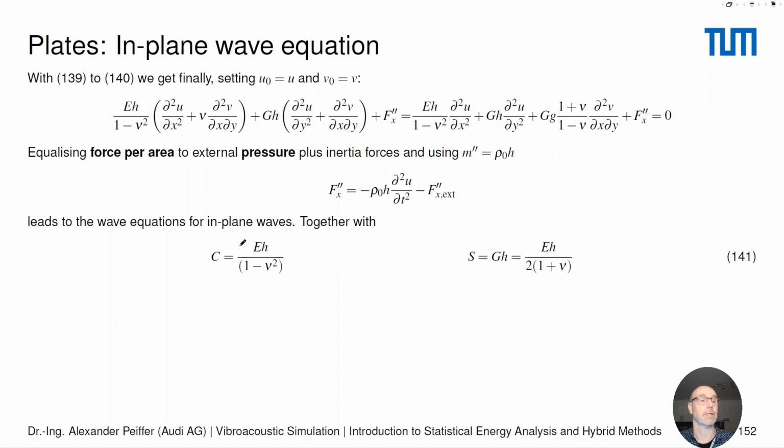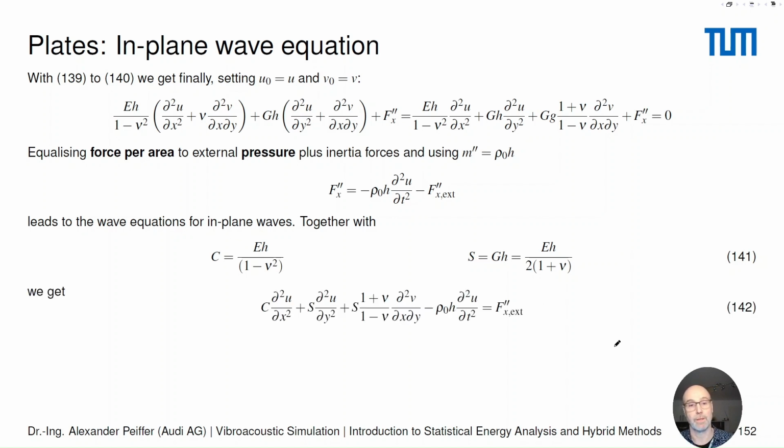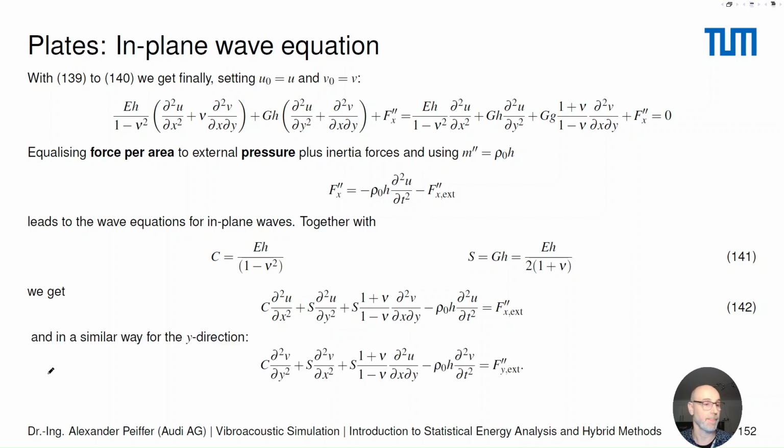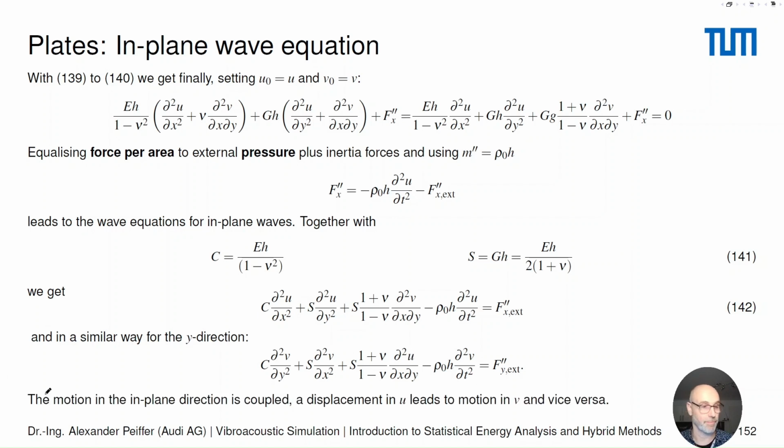We need the following acronyms, the constants C and S, which are just a function of the Young modulus, the thickness and the Poisson constant. And then we get finally this set of equations. So this is the equation for u mainly, but keep in mind there's also the v component. The same can also be done in the y direction, which is mainly an equation in v direction, but also has a dependency on the other direction u. So the motion of the in-plane direction is coupled. Displacement in u also leads to motion in v.